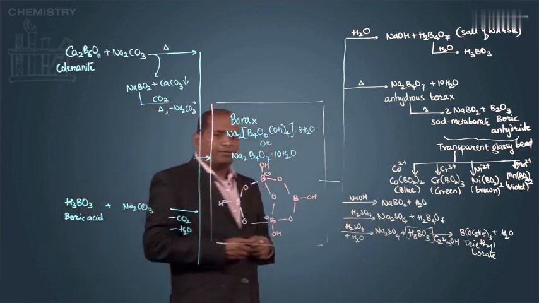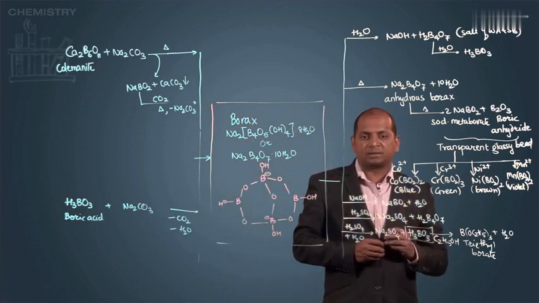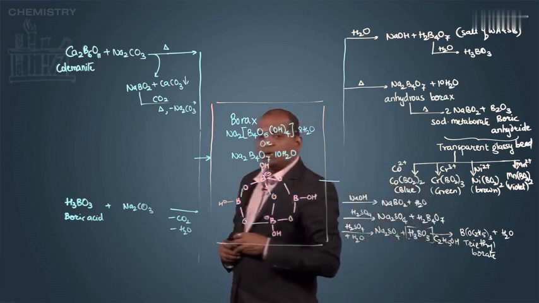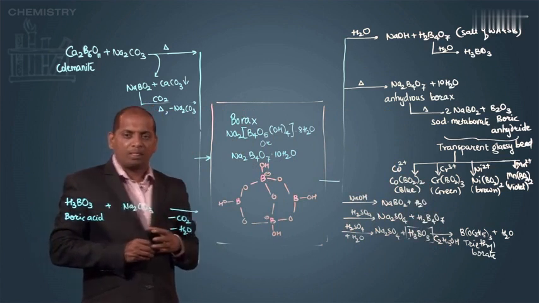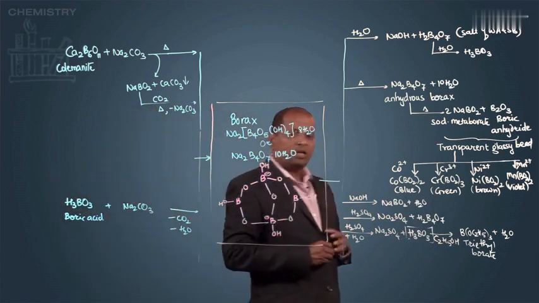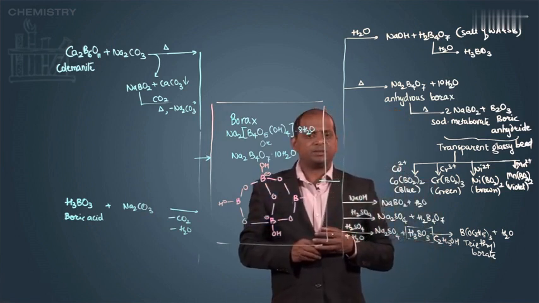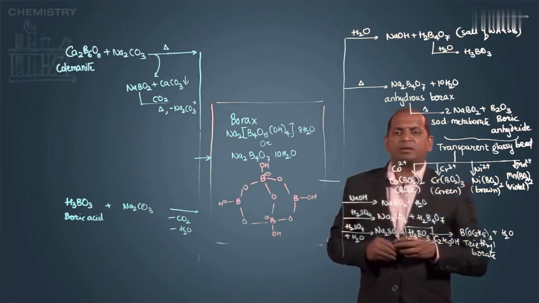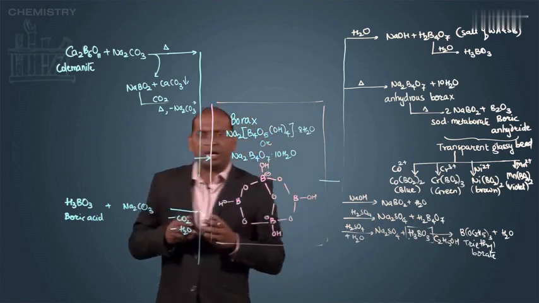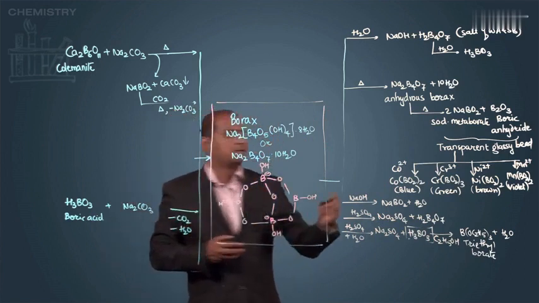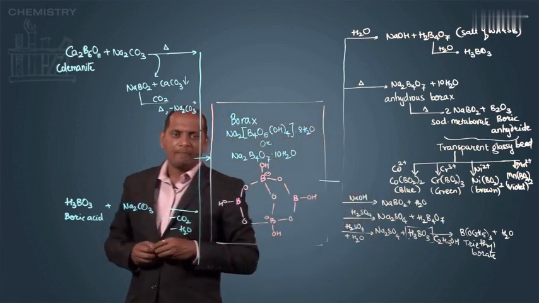Therefore, this is called the borax bead test, which is used for the detection of colored cations, colored basic radicals. It is not useful for colorless radicals. So, this is about the borax bead test. What do we mean by borax bead? The borax bead is nothing but a mixture of sodium metaborate and boric anhydride.